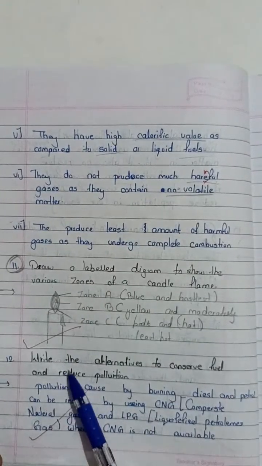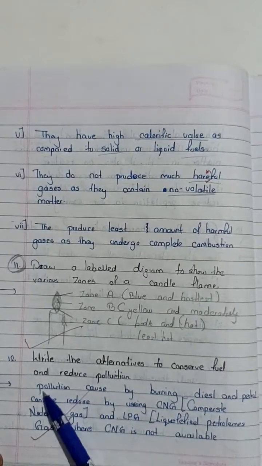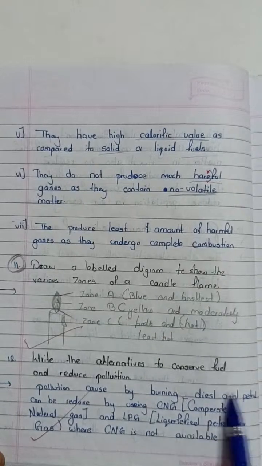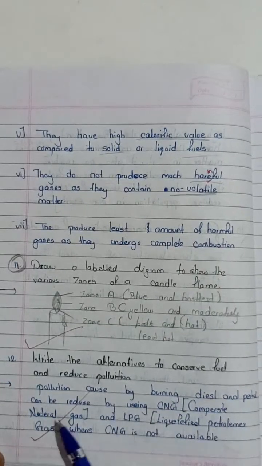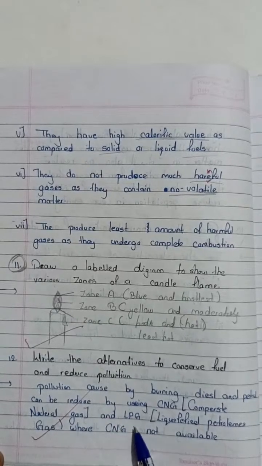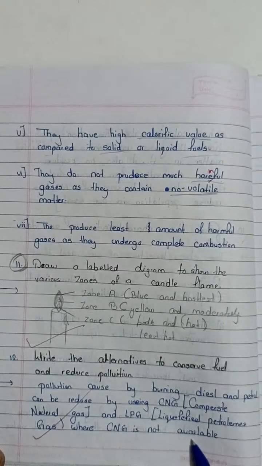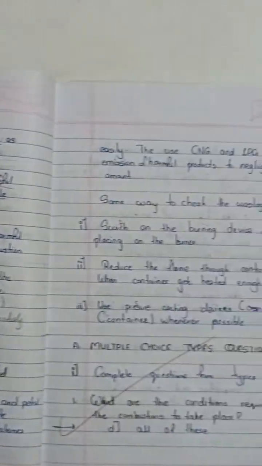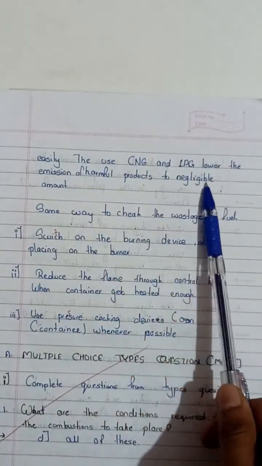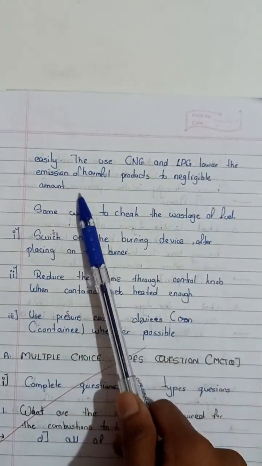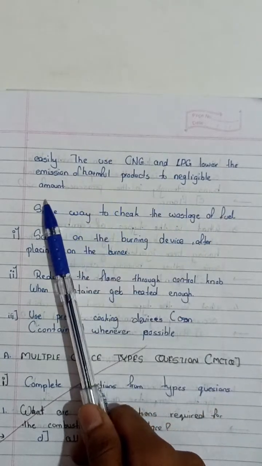12. Write an alternative to conserve fuel and reduce pollution. Pollution caused by burning diesel and petrol can be reduced by using CNG, compressed natural gas, and LPG, liquefied petroleum gas, though CNG is not available easily. The use of CNG and LPG lowers the emission of harmful products to a negligible amount.